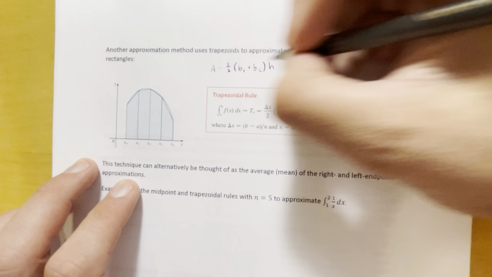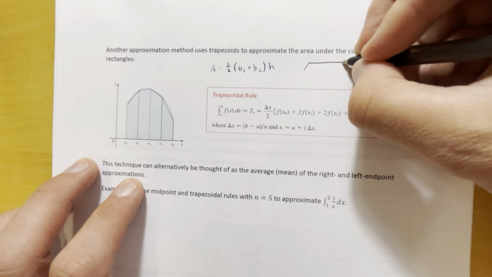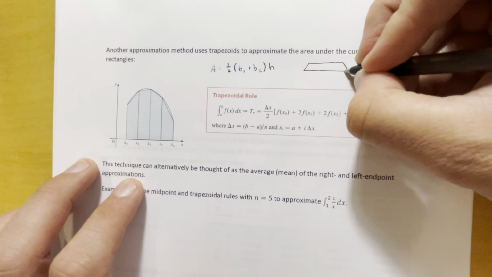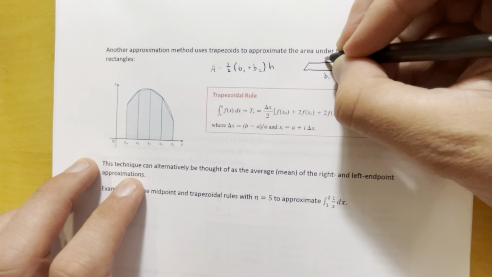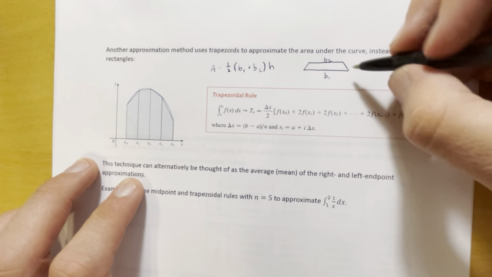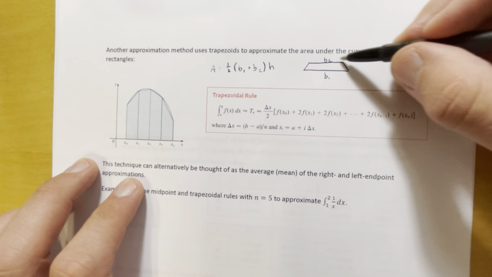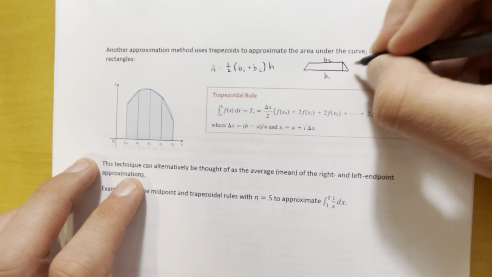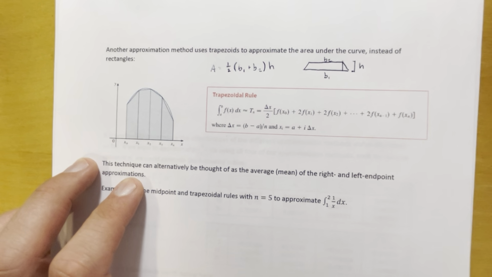So that's the area of a trapezoid, and that's a trapezoid that looks like this. Okay, so I have B1 here, B2. We think of trapezoids as having a base on the bottom and a base on the top, and then the height is that guy right there.